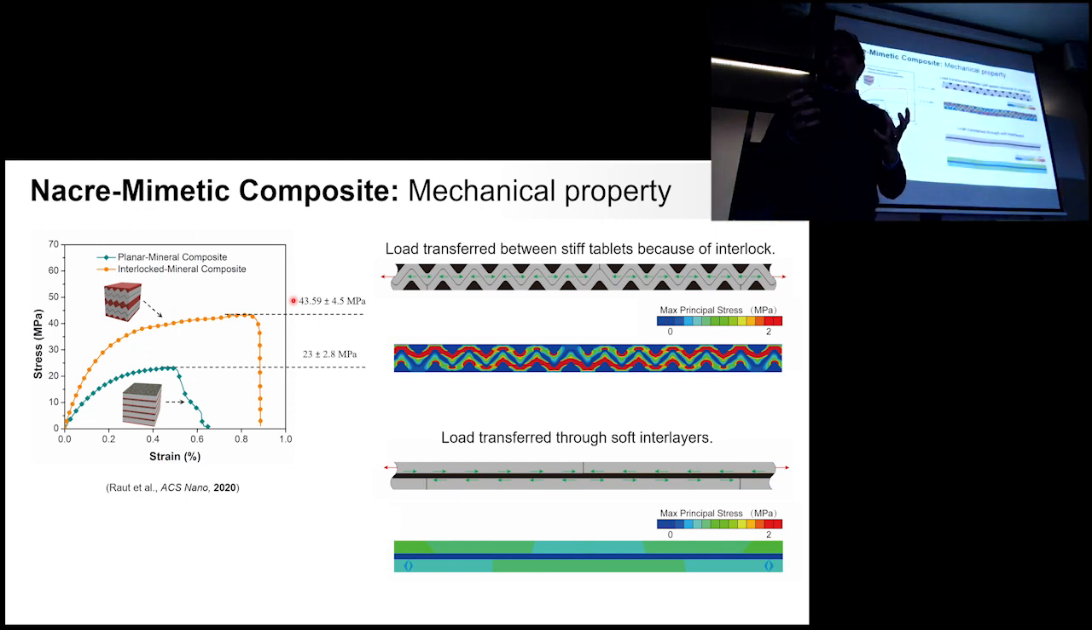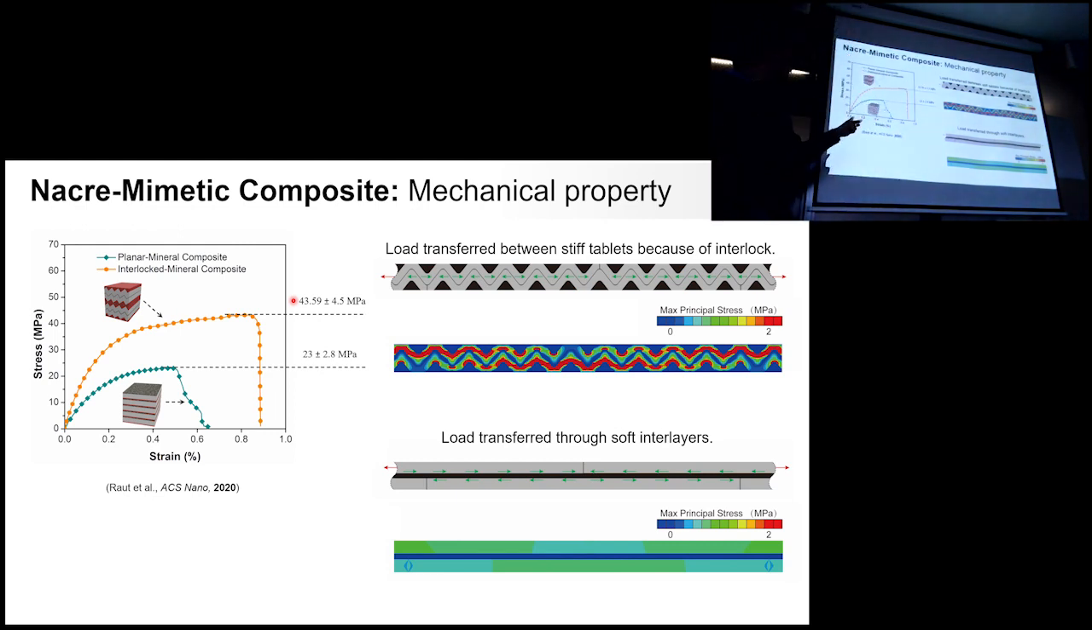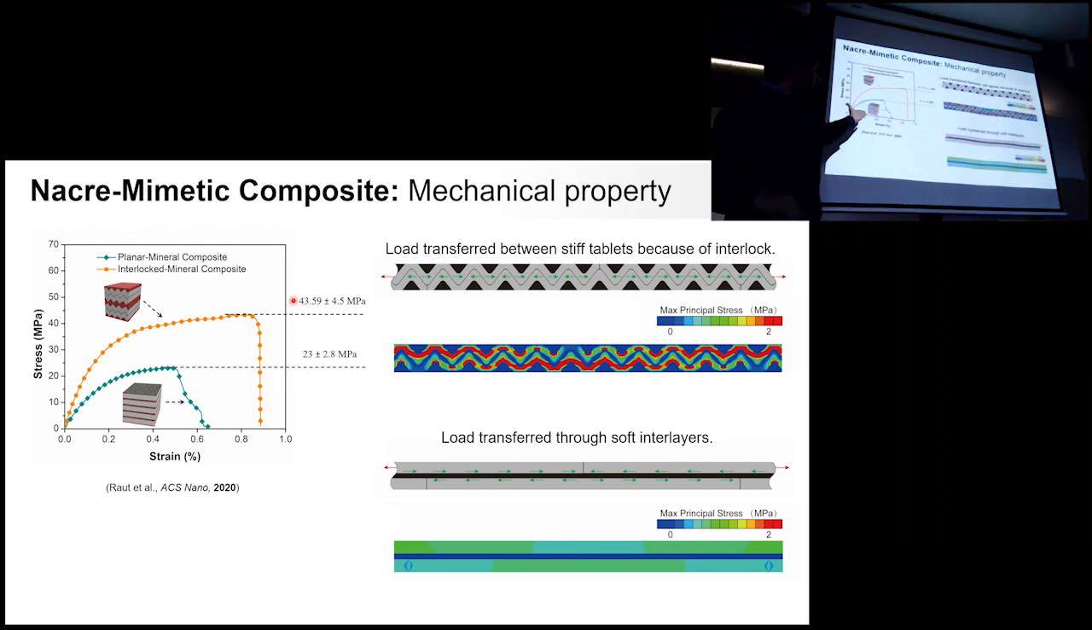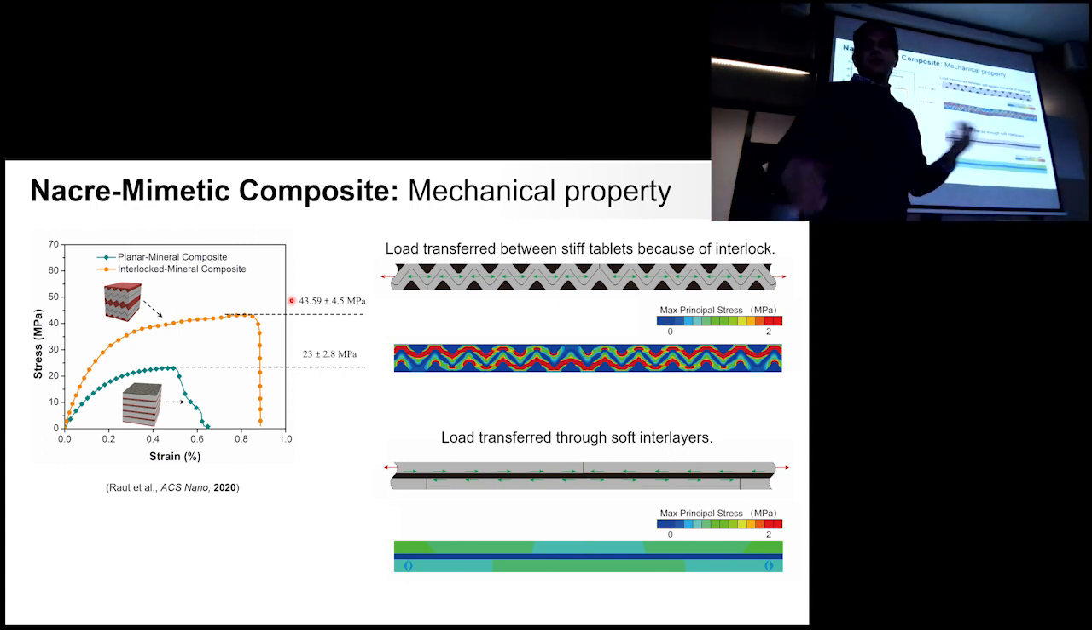That's why I said the mechanical properties of nacre have not been duplicated by any work so far. Maybe the stiffness, to some extent, some works have tried to report very high stiffness, but not tensile strength. So this, in fact, was the first work where we reported comparatively higher tensile strength in comparison to all the other planar nacre mimetic structures, because of this interlocking. So the goal of this project was basically to understand the role of interlocking in nacre mimetic composites.